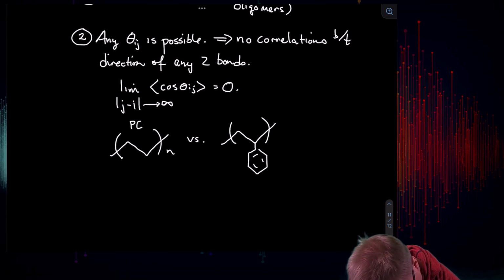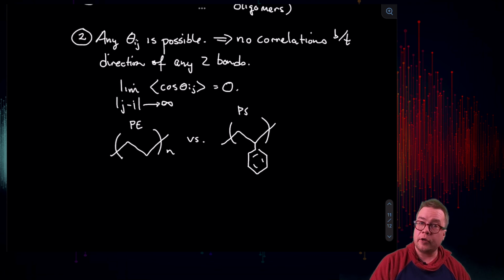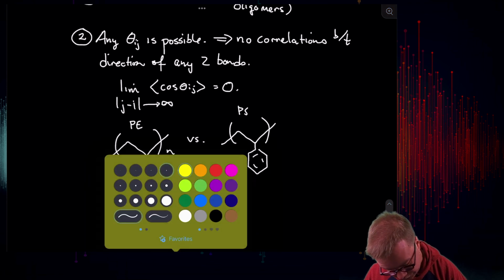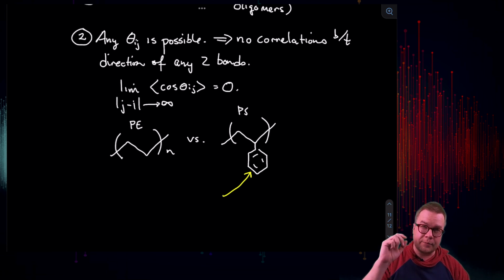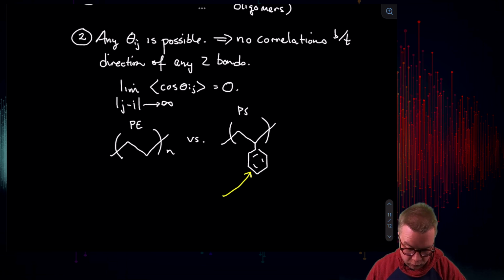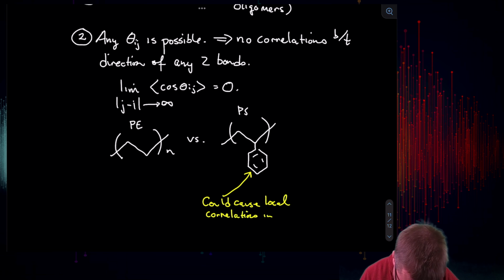Okay, so we've got polyethylene over here and polystyrene over here. Now, you could go through the same sort of analysis, but the issue is you've got this really bulky side group in the case of polystyrene, which could cause local correlations in bond vector direction.